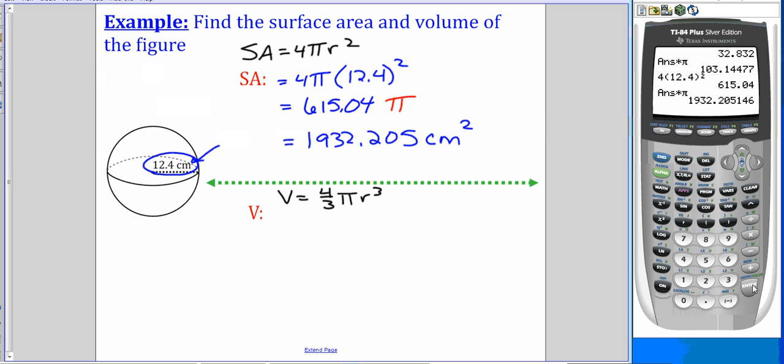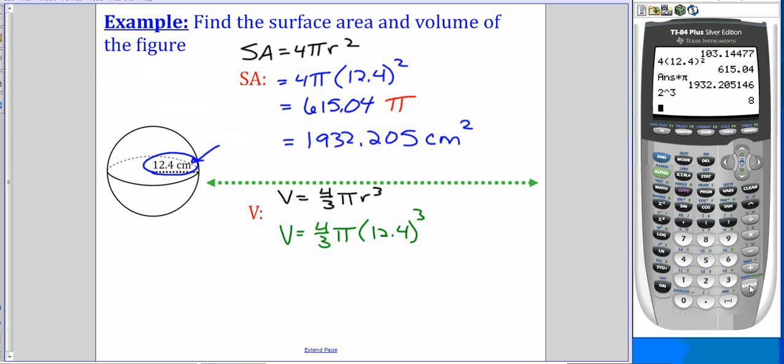Moving on to our volume. So again, I'm just going to plug in. So my volume is going to be 4/3 pi times 12.4 cubed. So let's talk about the cubed. I'm just going to do 2 cubed on my calculator. I'm going to do 2, and then the raise to power button, which is under clear, and then 3. That's 2 cubed. Okay, so in this one, I'm going to do 4 divided by 3 times 12.4 raised to the power under the clear button, 3.